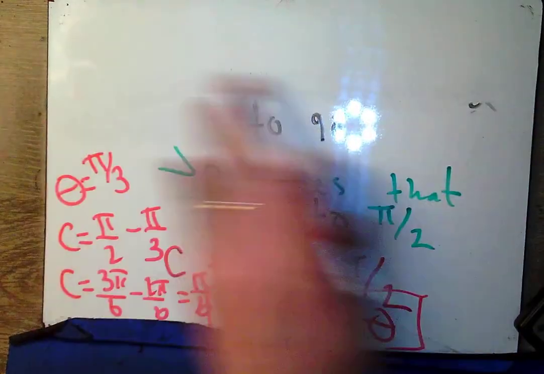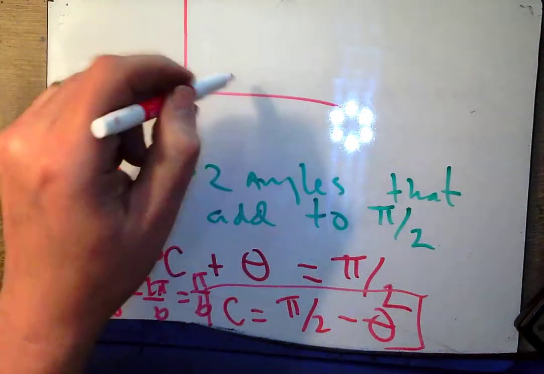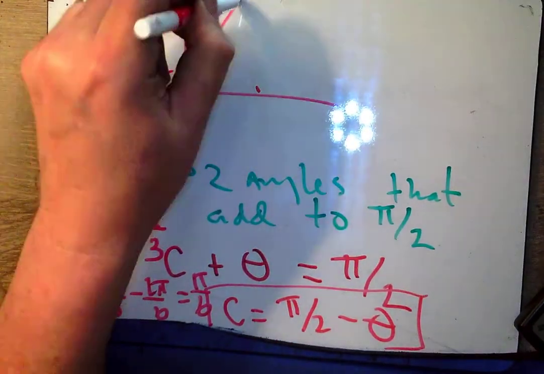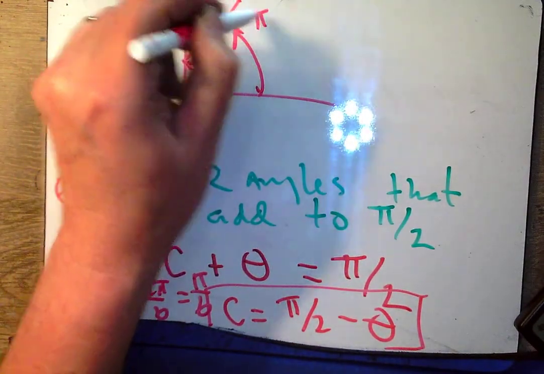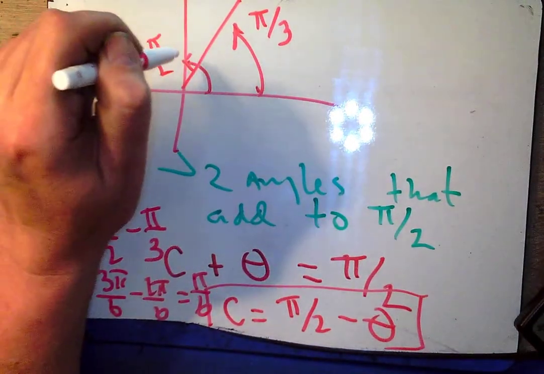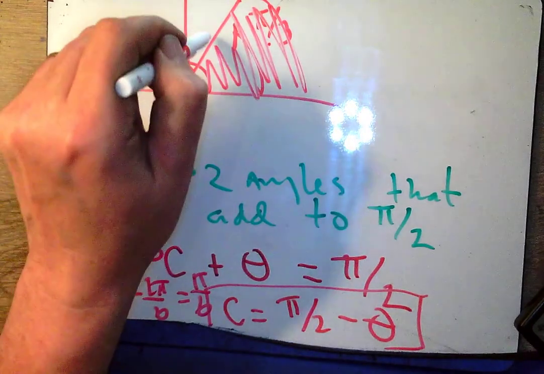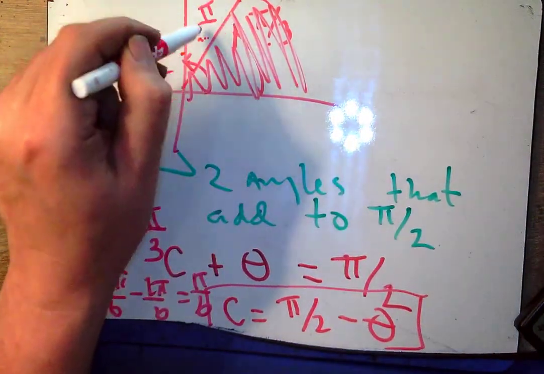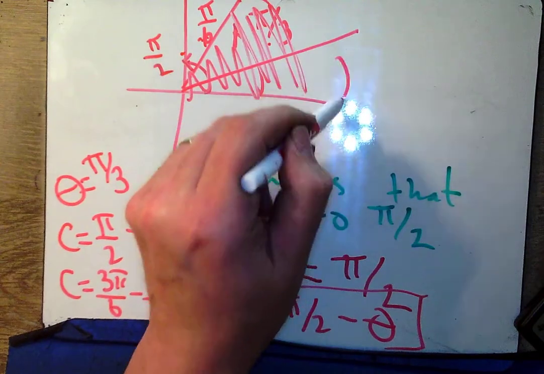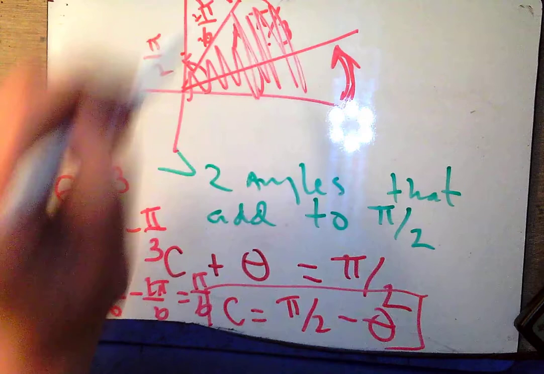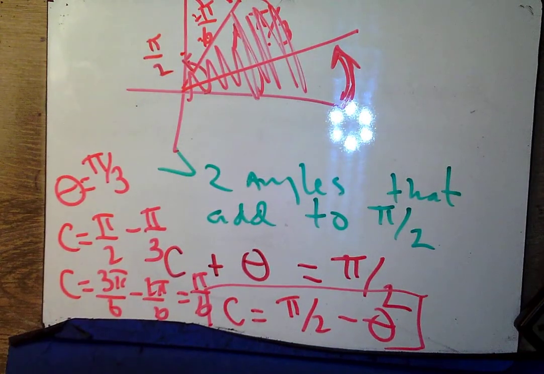I can even see that visually. Look. This is pi over 2. This is pi over 3. And so if I do pi over 2 minus, take all this away, what am I left with? Yeah, that's that pi over 6 wedge. We're used to seeing it over here. But that amount of rotation is exactly what we're left with over here, pi over 6. Okay, so we've got a recipe for finding complementary angles.